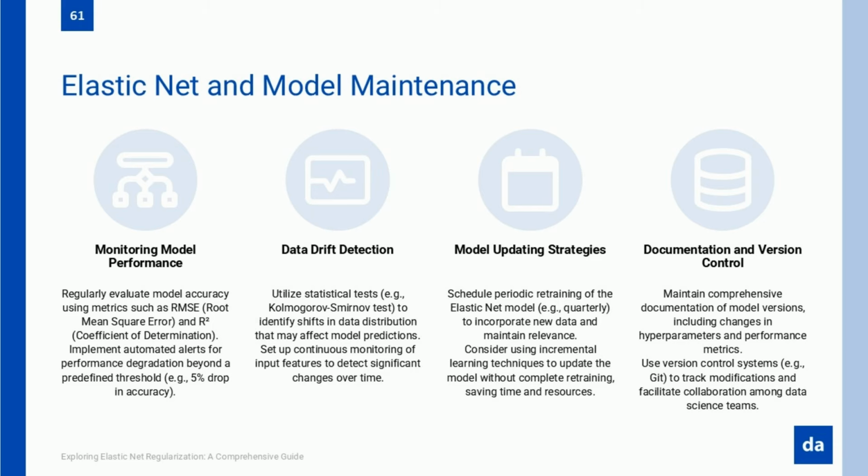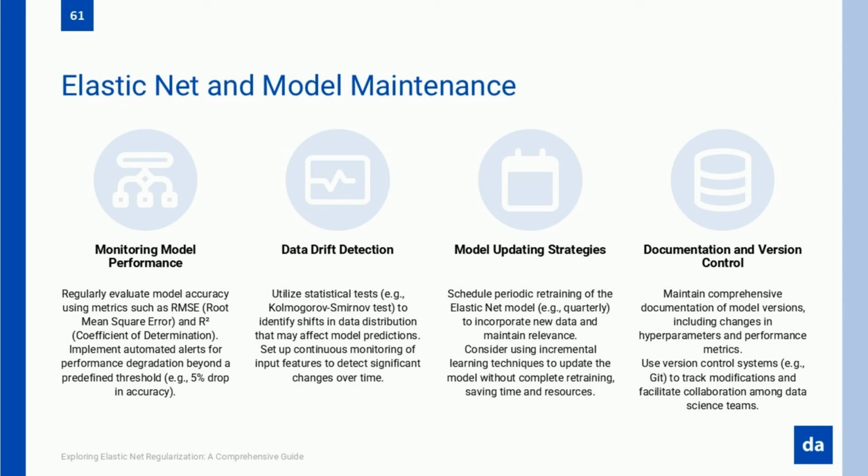Another key maintenance step is hyperparameter tuning over time. Just because a model was optimized once doesn't mean those settings will remain optimal forever. As new data arrives, the best values for lambda and alpha may shift. Running periodic grid search or Bayesian optimization on updated datasets ensures that the model is always using the most effective regularization settings.